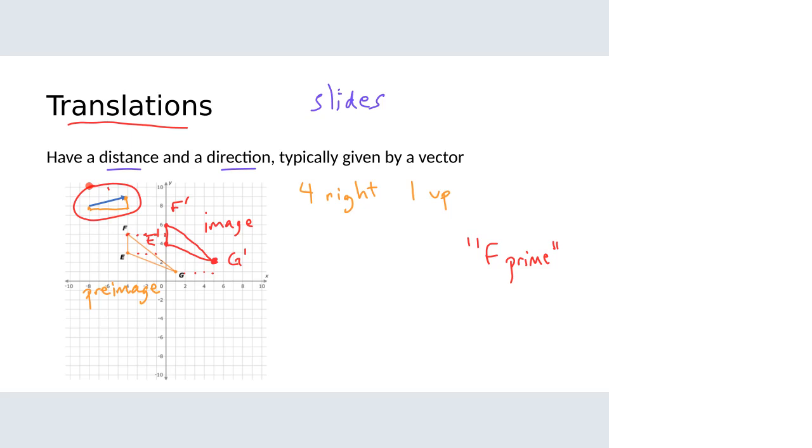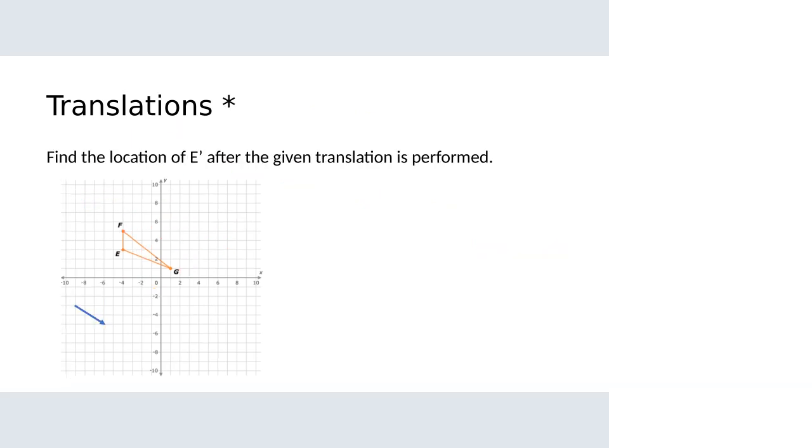Are there any questions about this before I try a translation question with you, give you a chance to answer a question about a translation? All right. So we have that same triangle, EFG. Now we have a translation vector that looks like this. My question to you is, find the location of E prime after the given translation is performed. So if we were going to do that translation, where would E prime end up? I'm going to set up a poll for this and let you try it.